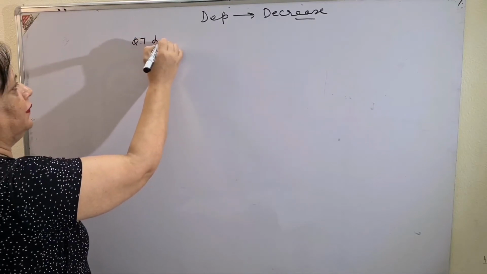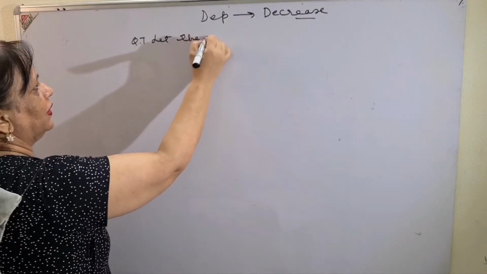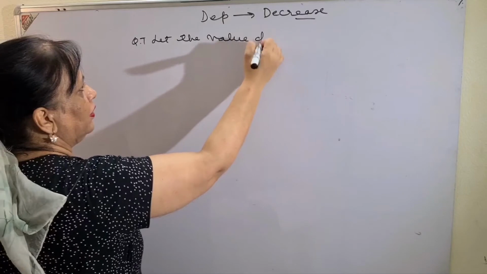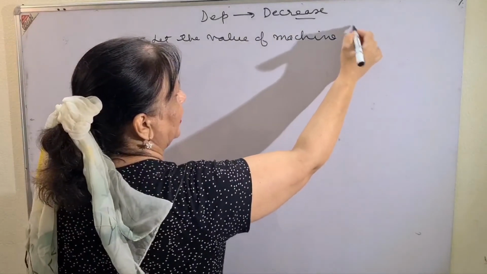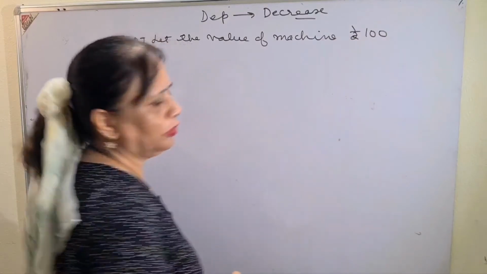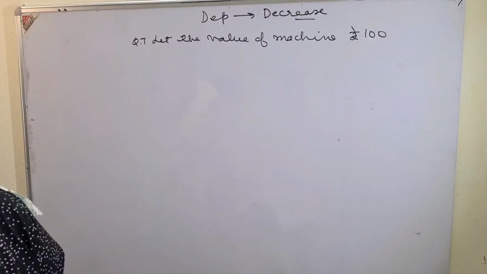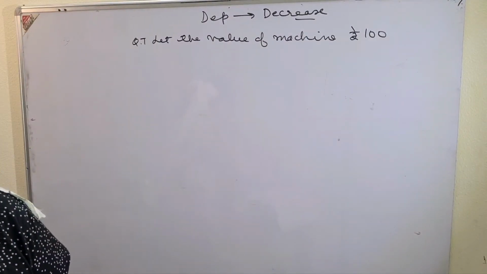Let the value of the machine be 100. Both examples I have given you. First I gave you an example with X, now with 100, so that it is clear to you. Rupees 100. He says that it depreciates by 15%.